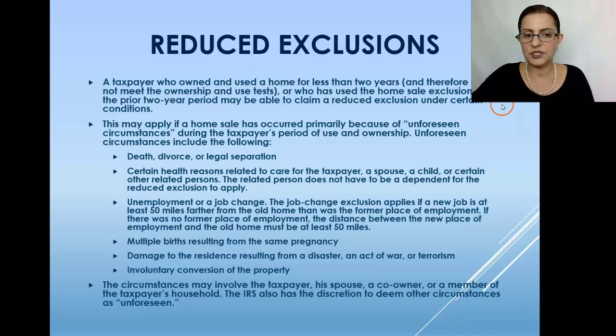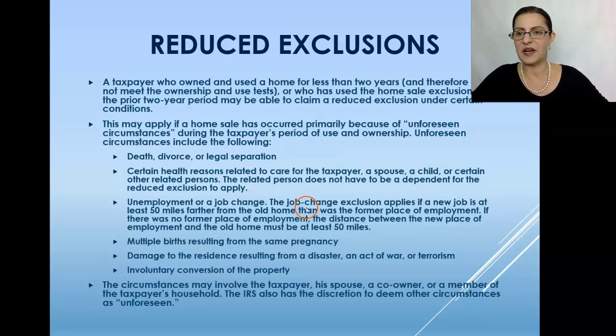Now, unemployment or a job change, this is the job change exclusion, and it applies if the new job is at least 50 miles farther from the old home than was the former place of employment. This is basically the same rule that applied to deductible moving expenses back when moving expenses were deductible for everybody. It's that 50-mile rule.